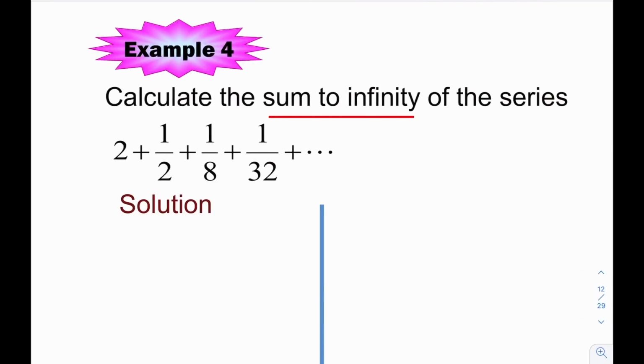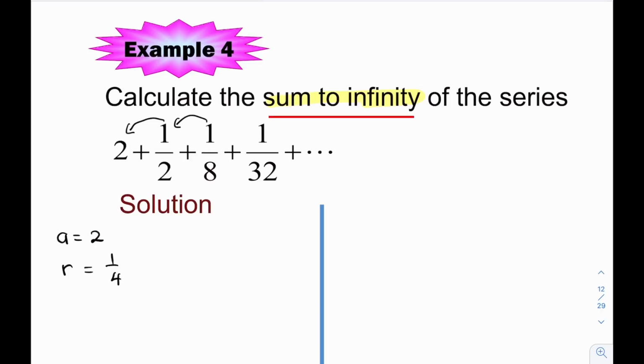Example 4. Calculate the sum to infinity of the series 2 plus 1 over 2 plus 1 over 8 plus 1 over 32 plus triple dots. In order to solve this question, first you need to find the sum to infinity. Sum to infinity only exists in geometric progression. From the given series, a equals 2. And then your common ratio r, you can calculate by using T2 divided by T1 or T3 divided by T2, which equals 1 over 4.